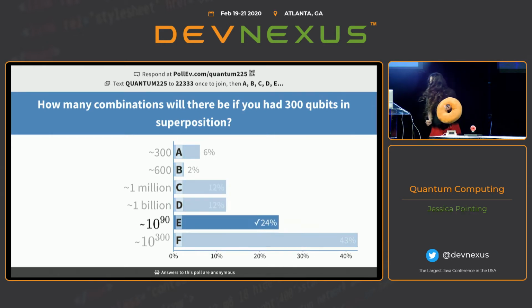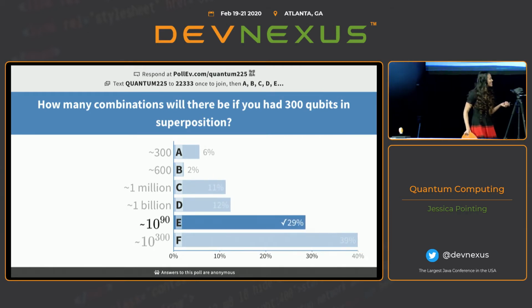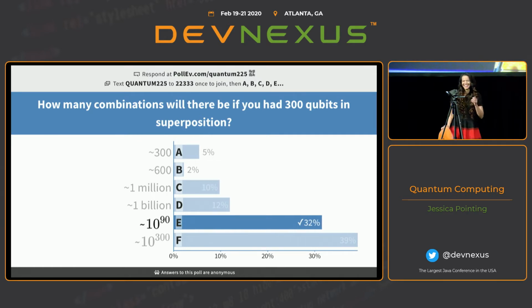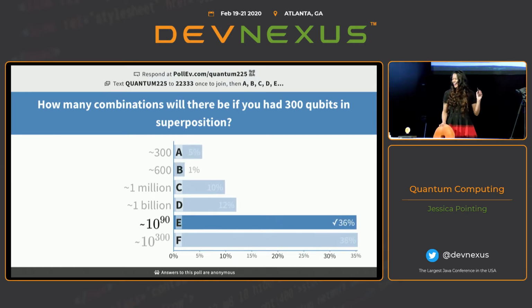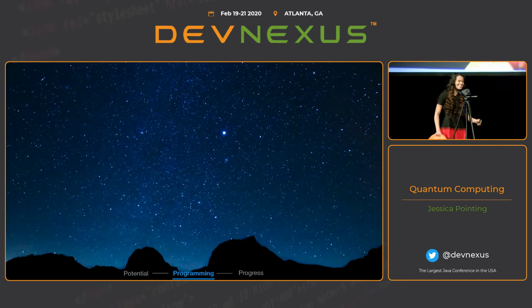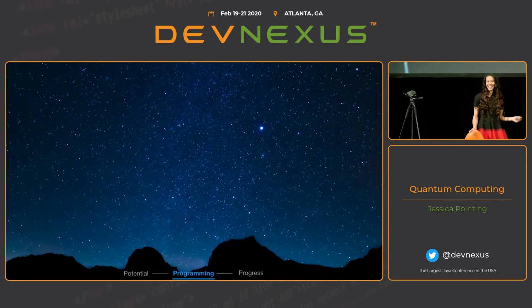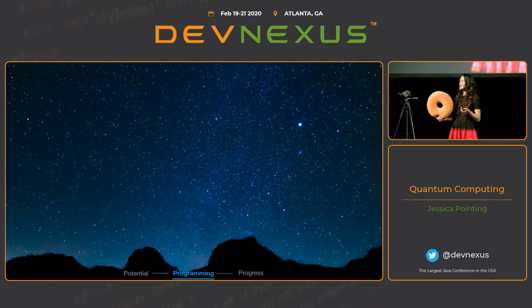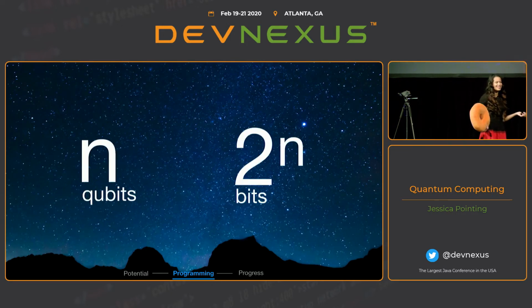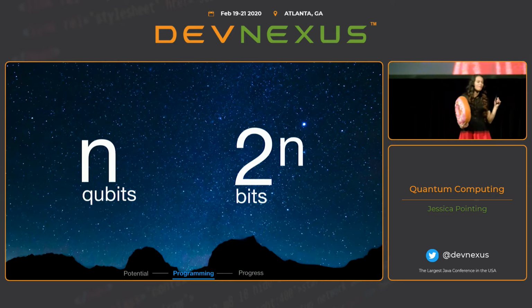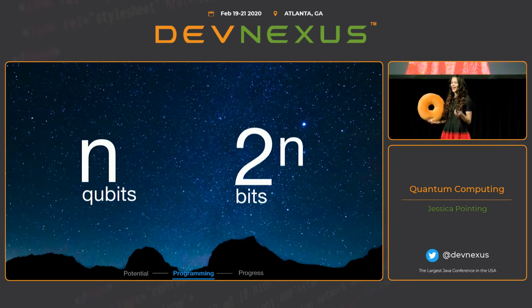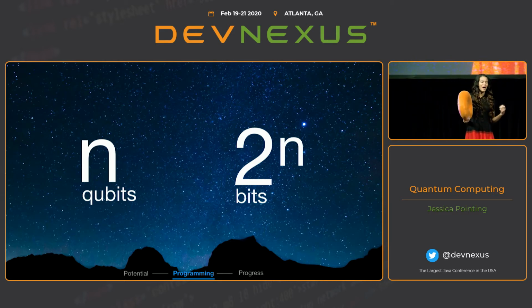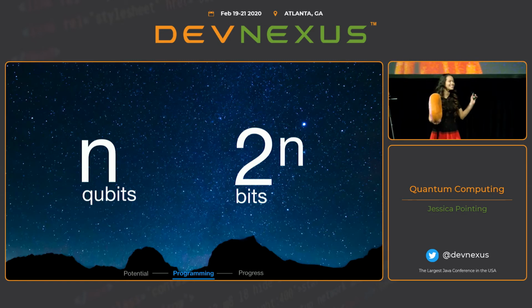So the correct answer is actually 10 to the power of 90. So why is that? Well, that's because when we have n qubits, it can be in 2 to the power of n combinations. So in this case, we had 300 qubits. That's 2 to the power of 300, which is roughly 10 to the power of 90. So that's why we had 10 to the power of 90.